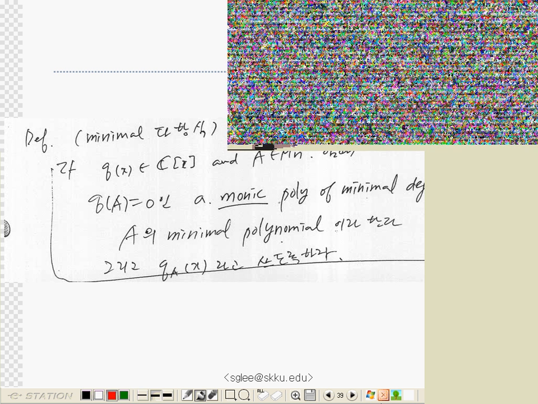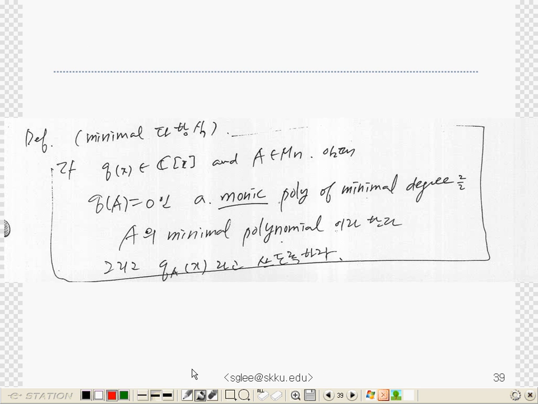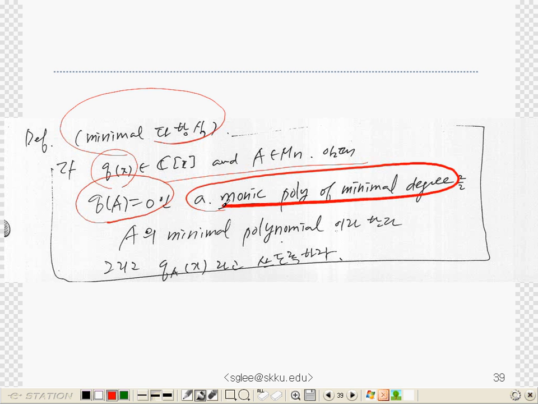Okay. And the existence of the minimal polynomial was guaranteed. So we now give the formal definition of minimal polynomial. Suppose Q of x is a polynomial and A is a matrix, and Q of A is equal to 0, and Q is a monic polynomial of minimal degree. Then we say Q of x is the minimal polynomial of A, and we write it as Q_A of x.